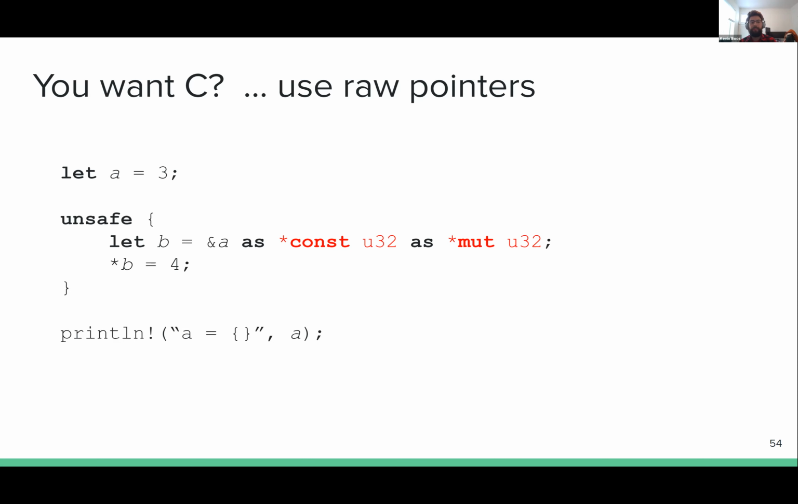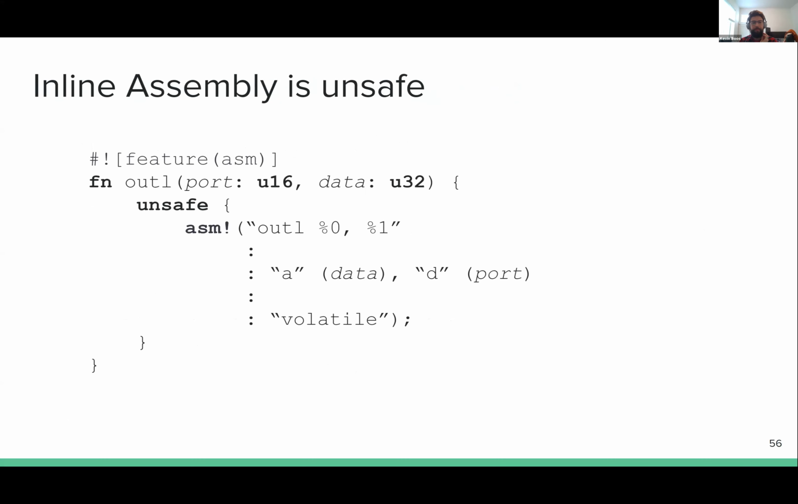And in the case of an embedded system, you will need to use unsafe, right? So here's another example, in the case of inline assembly. In this case, this is writing something to an x86 port, and you need to use the out-L assembly instruction, right? So this has to be unsafe because Rust doesn't know the semantics of every assembly instruction, right?